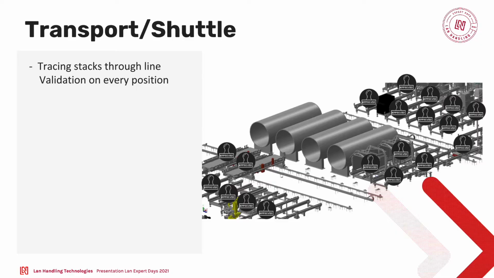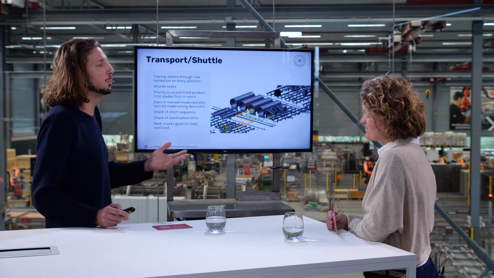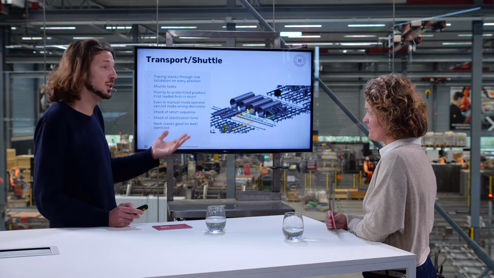So the shuttle will bring the unsterilized product to the retort, and the sterilized product from the retort towards the packaging, the transfer stations, or the unloader, which goes to the packaging. First of all, we make sure that it's only possible for the shuttle to do a task when there's a from and a to position. So unsterilized product will only be picked up when we can bring it towards the retort, and it's one task. So it's never possible to get a task for the shuttle which brings the unsterilized products towards the packaging.